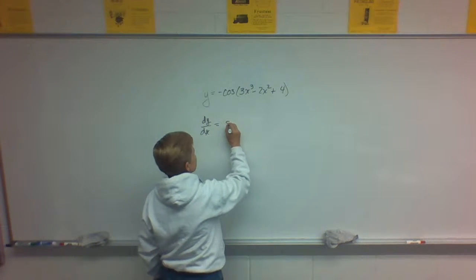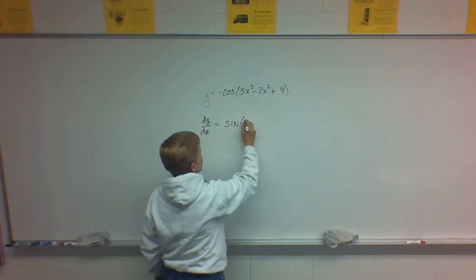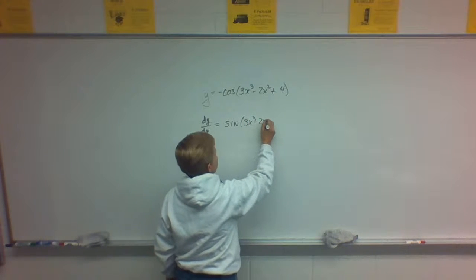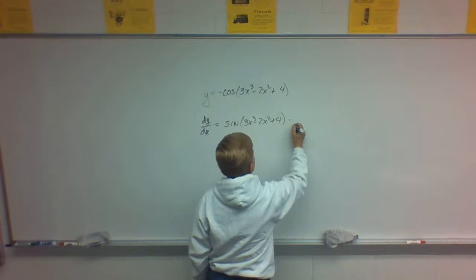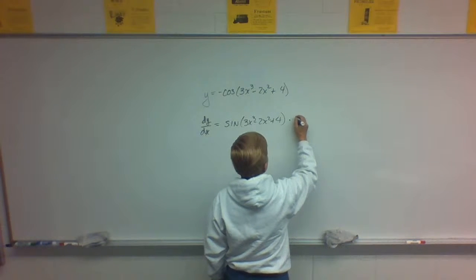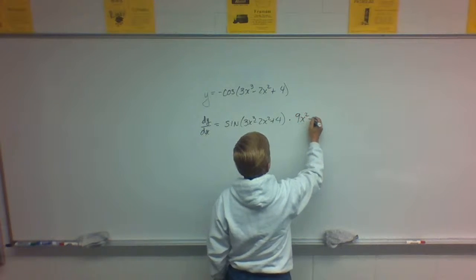Sine of the good stuff. That's the good stuff. Times 9x squared minus 4x. And that's it.